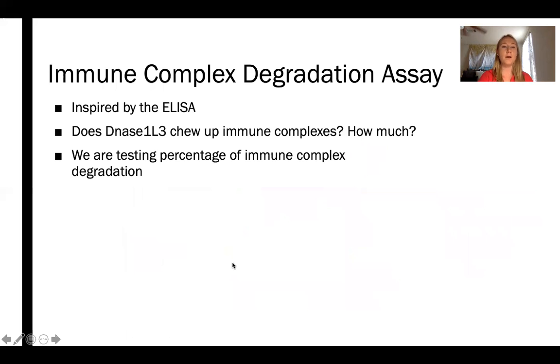And so the immune complex degradation assay, like I said before, is inspired by the indirect ELISA. And we're wanting to know, does DNase 103 chew up these immune complexes? And if it does, how much is it chewing up? And so we're testing the percentage of immune complex degradation.